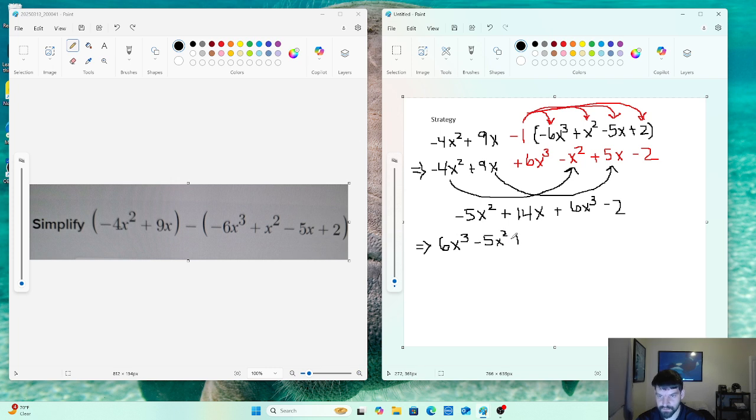plus 14x. Remember the exponent on that x, that 14x is going to be just 1. And if you ever want, and it helps you to keep organized, you can always put a 1 on it until you get towards the later stages of the question, and then you have your constant of minus 2. So the final answer here in standard form is going to be 6x cubed minus 5x squared plus 14x minus 2.